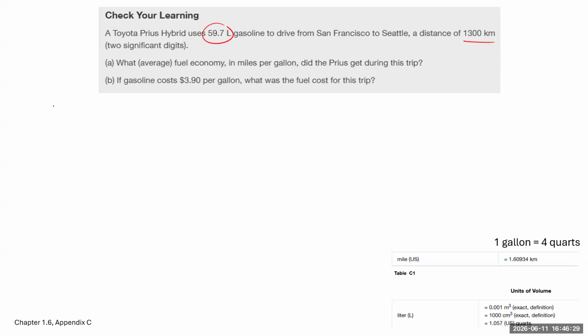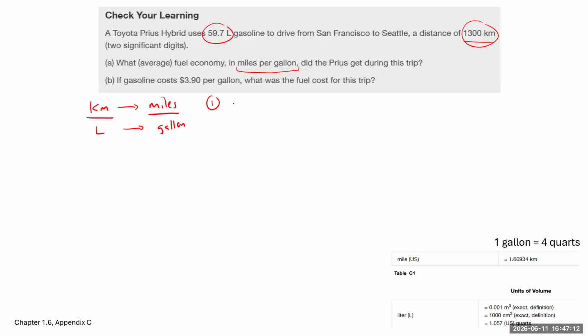All right, so they want it in miles per gallon. Let's redo this. Let's put the kilometers on top because let's figure out what's going on here. We need miles per gallon, but we're starting with, look at this, kilometers and liters. So we know that kilometers can be converted to miles, and we know that liters can be converted to gallons. So let's do that.